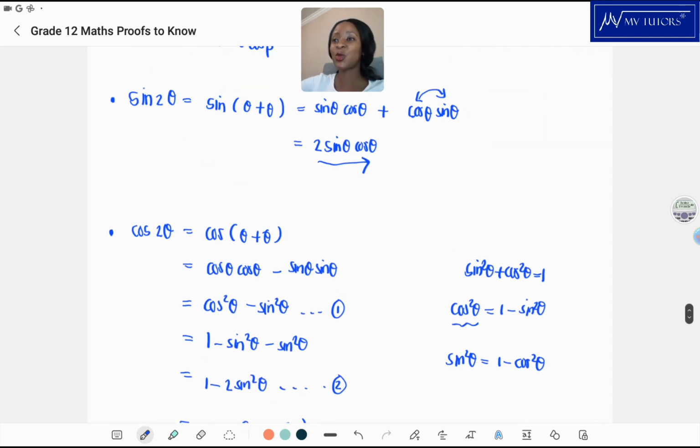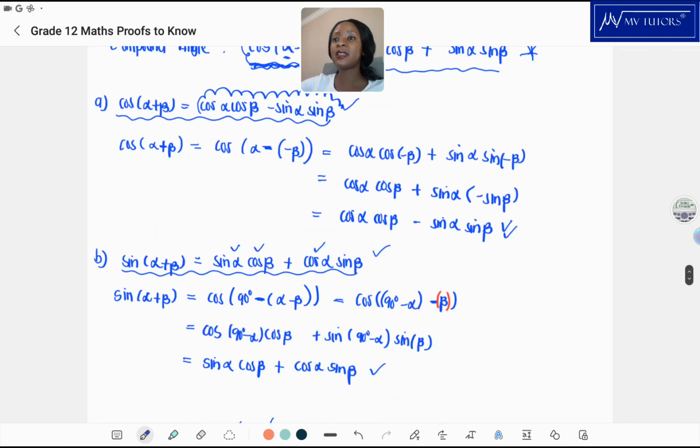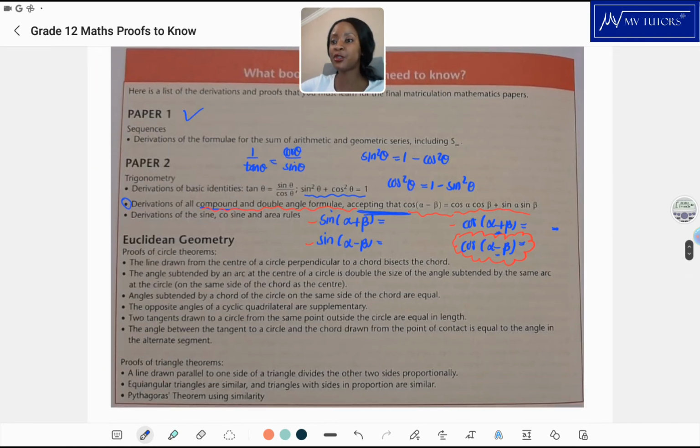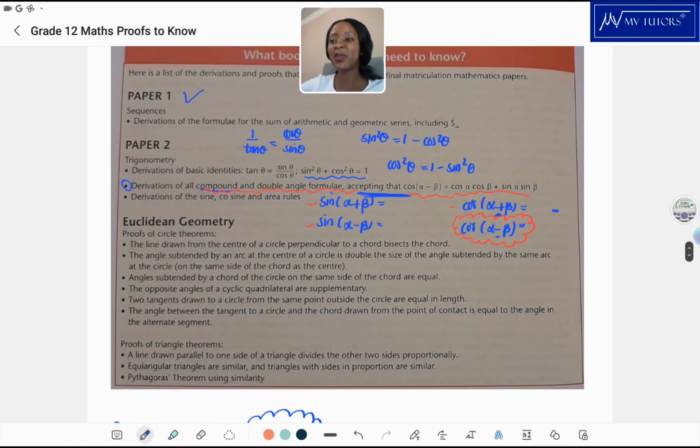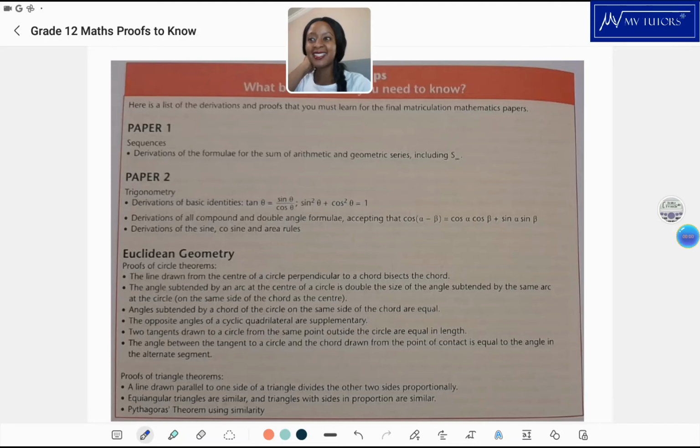Okay, so we have covered now the proofs for trigonometry. Okay, now we're getting to Euclidean. Oh, it's gonna be a while. Alright, so we have done paper 1 proofs. We have done part of paper 2, which is trigonometry. So we can take that off the list. And now we get to the circle theorems.